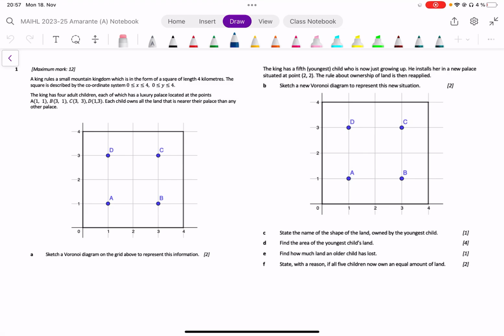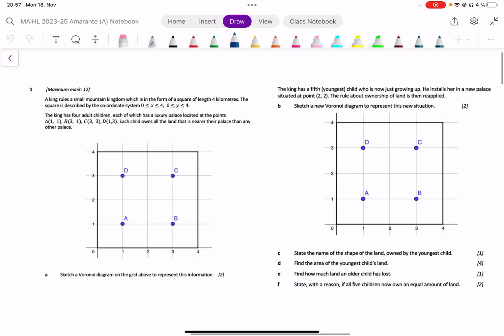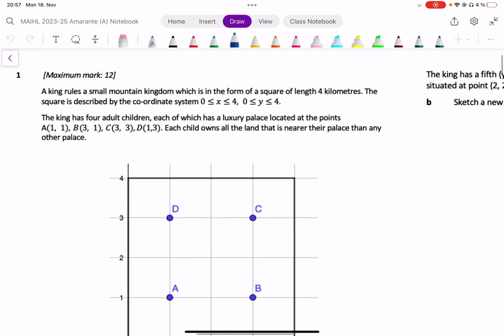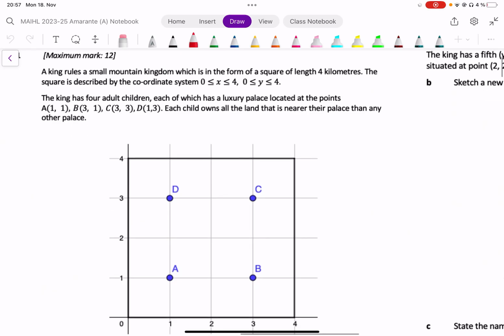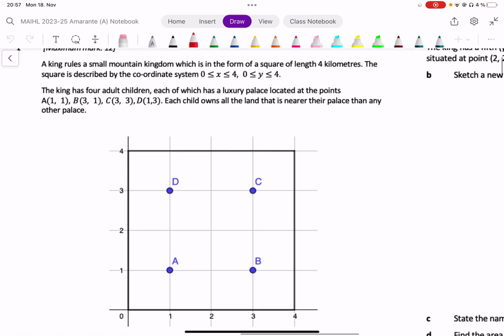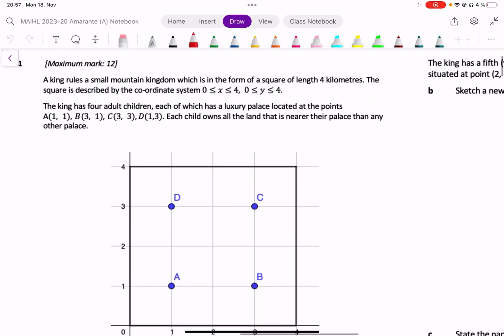Alright, so in this video we're going to take a look at this Voronoi diagram question. It's worth 12 marks. It says a king rules a small mountain kingdom, which is in the form of a square and has lengths of 4 kilometers, right? So it's just this darker square. The square has the coordinates of 0 to 4 and 0 to 4, in the x and y directions.